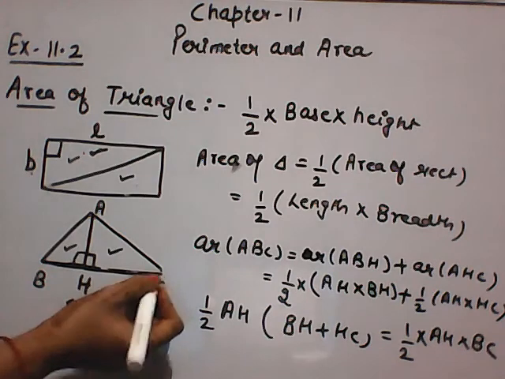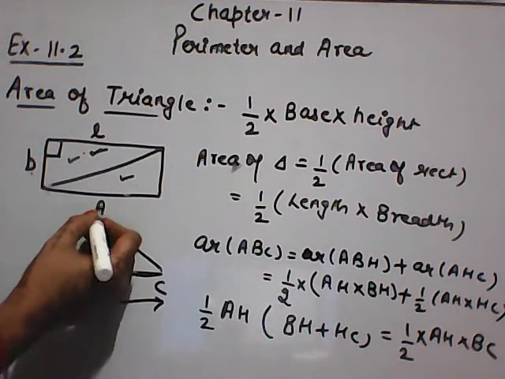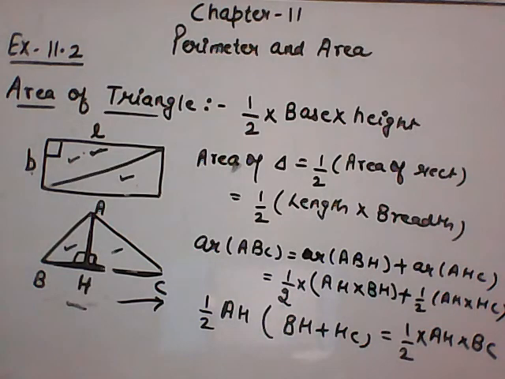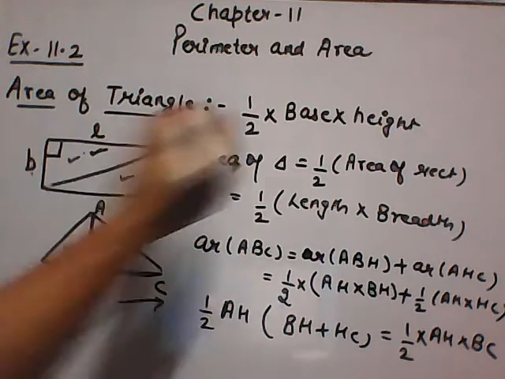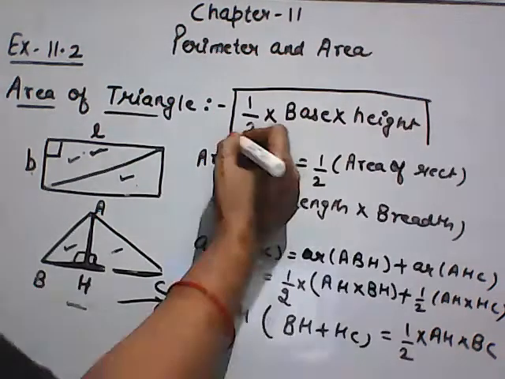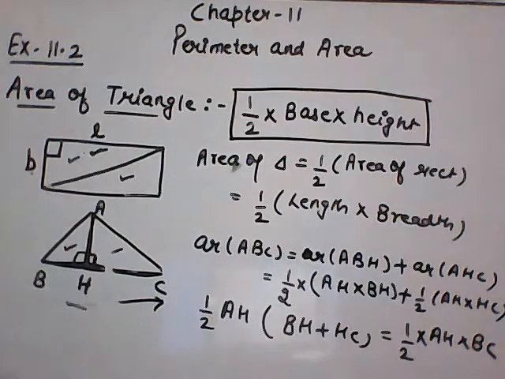Now BC is the base of the triangle and AH is the height of the triangle. So the area of a triangle is half of base into height. So we can derive the formula: the area of a triangle is half the product of the length of the base and the altitude. In this way you can find the area of a triangle by using the formula 1 by 2 into base into height. Next, we are going to discuss the area of a parallelogram.